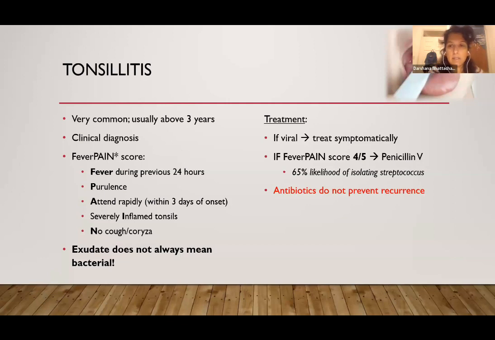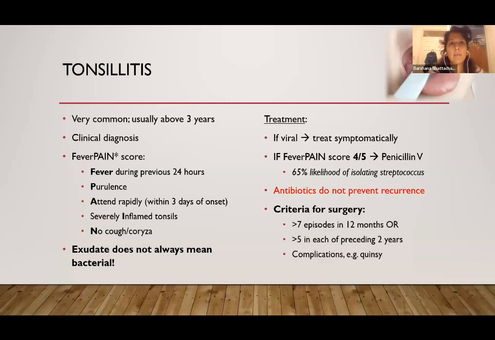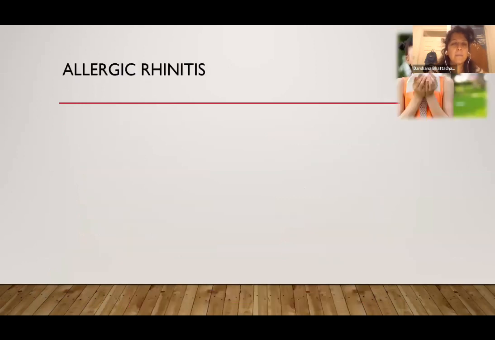prevent tonsillitis from recurring. And the criteria for a tonsillectomy now is essentially 7 or more episodes of tonsillitis in 12 months, which sounds like a heck of a lot, or more than 5 in each of the 2 preceding years, or the presence of any complications such as quinsy. So it is quite a high barrier to get to, and obviously it will cause problems for the child and the family, but that is the current guidelines that we have to go by, unfortunately.